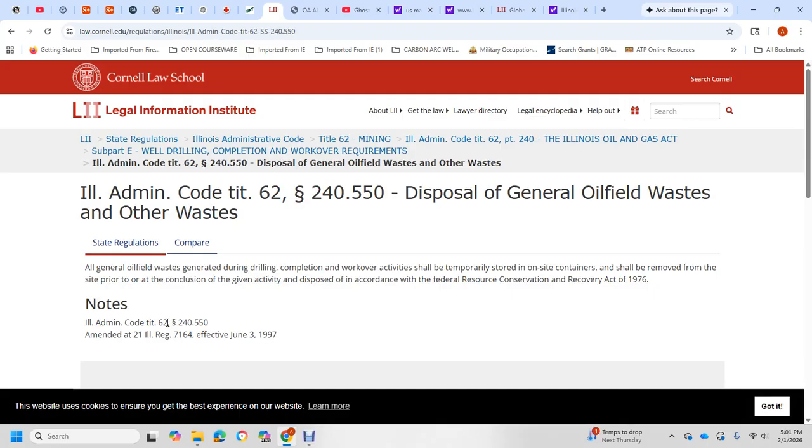245.50 Disposal of general oil field waste and other waste. General oil field waste generated during drilling, completion, workover activity temporarily stored in on-site containers shall be removed from the site within a part of the conclusion of the activity and disposed of in accordance with the Federal Resource Conservation and Recovery Act of 1976. That is subsection E, well drilling completion workover requirements.